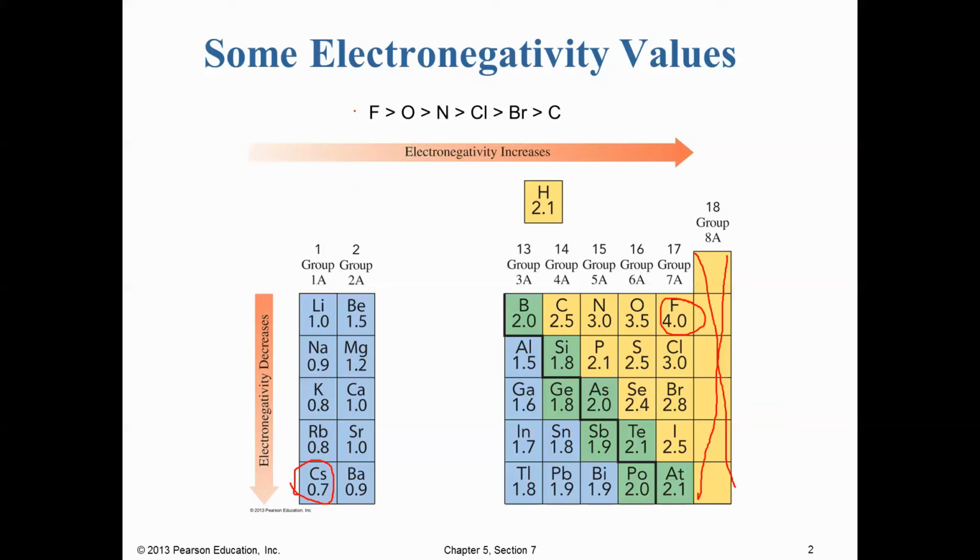Right here we have a handy trick for remembering the top 6 elements in terms of electronegativity in decreasing order. You can remember this as phone, call, break. So F-O-N, phone, Cl, call, Br-C, break. Fluorine is the highest, oxygen's number 2, nitrogen's number 3. It's very important, there's our top 3. Then chlorine, bromine, and then finally carbon.